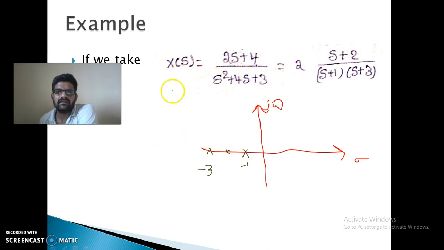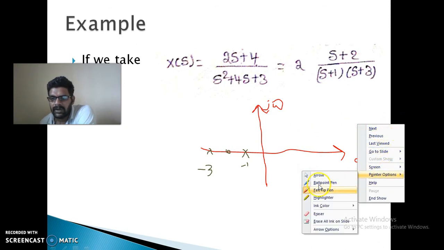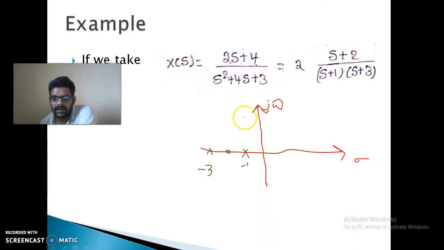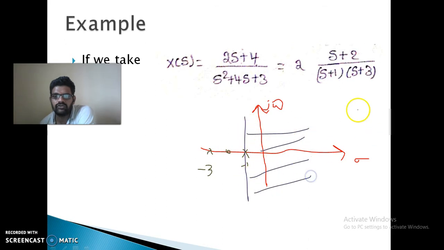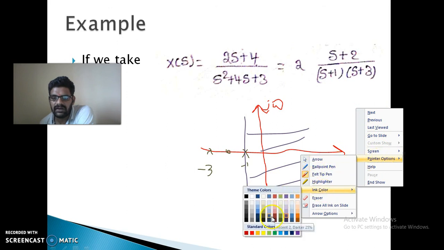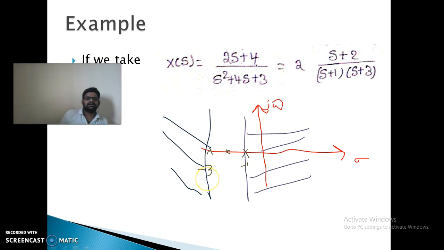If it is a right-sided function, then its ROC is the right side of the rightmost pole. That is, the ROC is greater than minus 1. So the ROC could be like this. The ROC will start from here. If it is a right-sided signal, the ROC is the right side of the rightmost pole. If it is a left-sided signal, then the ROC is the left side of the leftmost pole. Like that, you will easily identify the ROC based on the function.